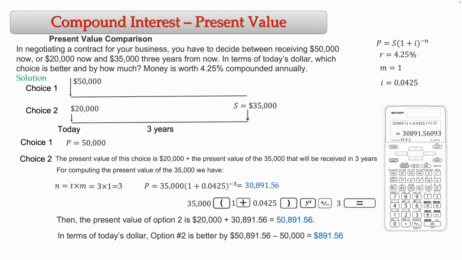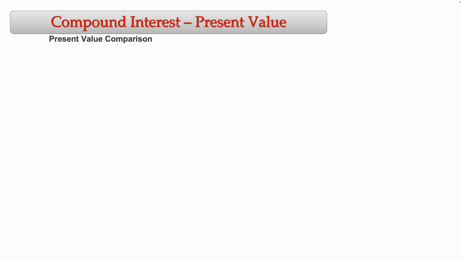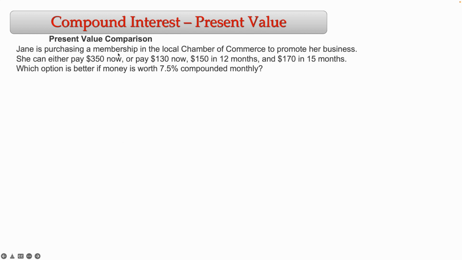This could be shown in the following problem. Jane is purchasing a membership in a local chamber of commerce to promote her business. She can either pay $350 now or pay $130 now, $150 in 12 months, and $170 in 15 months. Which option is better if money is worth 7.5% compounded monthly?